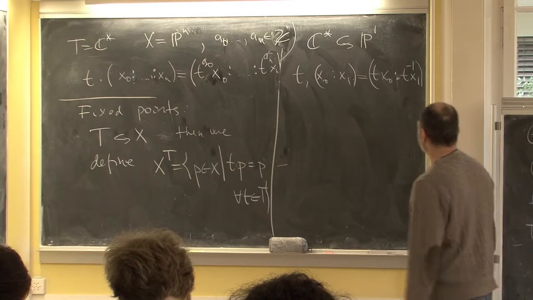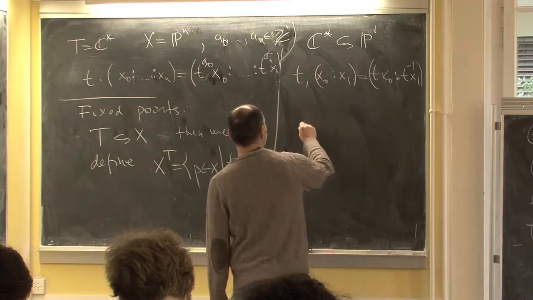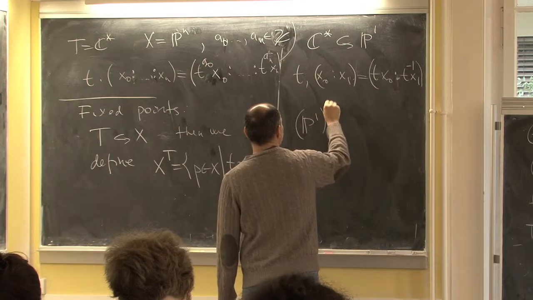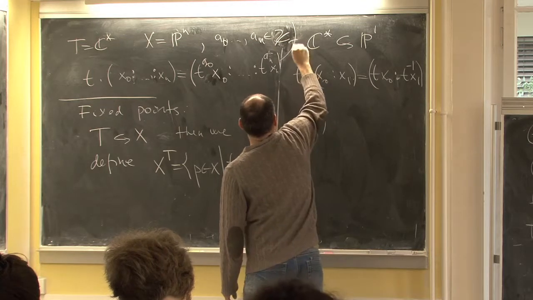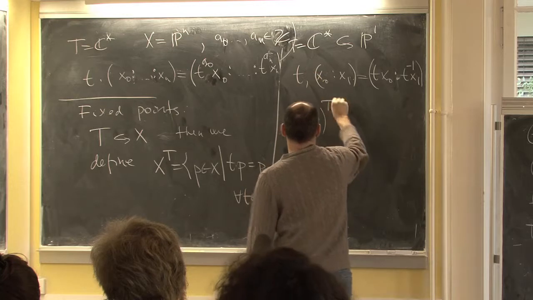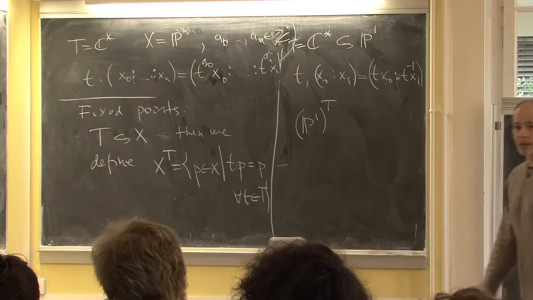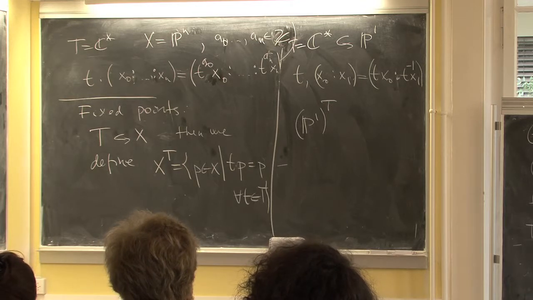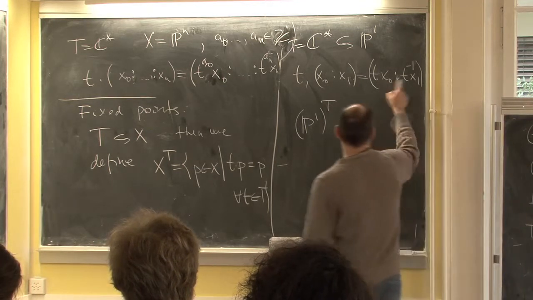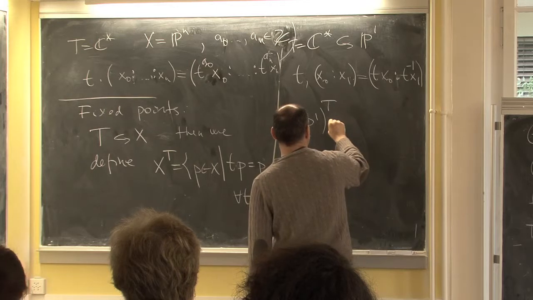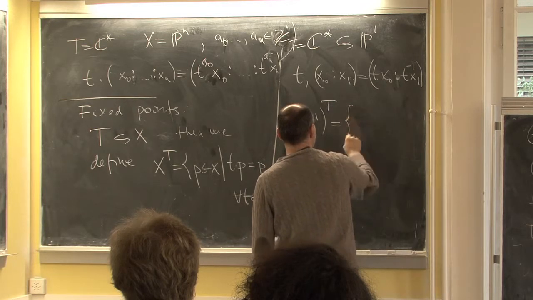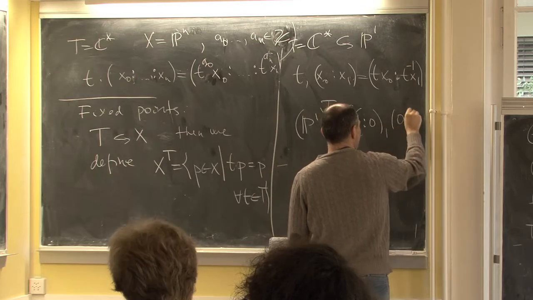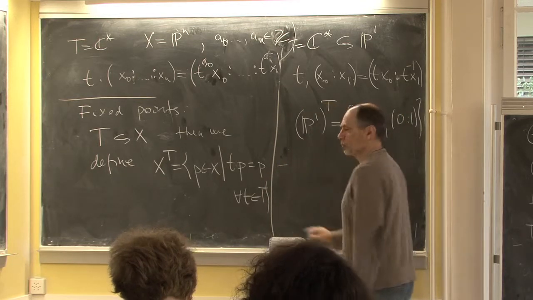And so what are the fixed points? Now P^1 to the T. If I know which group, I prefer to just write T here. But T is C star now. So what are the fixed points here? It's just (1, 0) and (0, 1), since you can just rescale them back. Otherwise, it's not true. So it's the two points (1, 0) and (0, 1). This will be very important eventually.